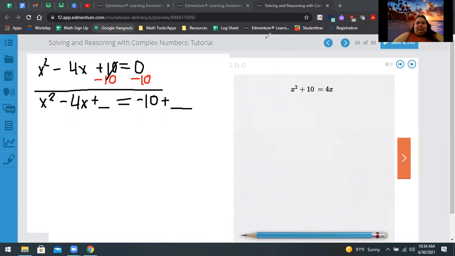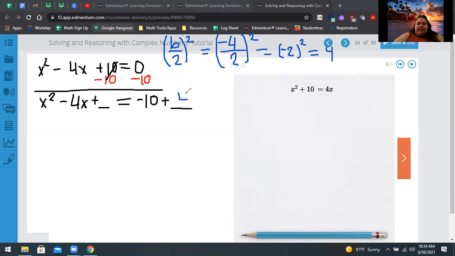What is that missing number that we're going to put? That's going to be based off of your b. Your b is negative 4. So we're going to take our negative 4, you take your b, you divide it by 2, and you square it. So this is coming from the equation (b over 2) squared. Negative 4 divided by 2 is negative 2. We square that, that is equal to positive 4. So I'm going to place my 4 here.